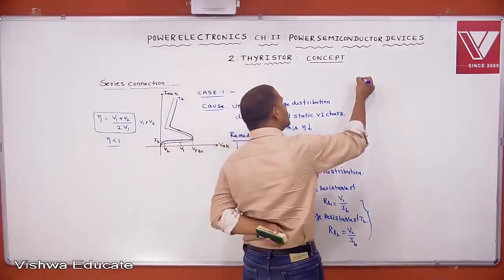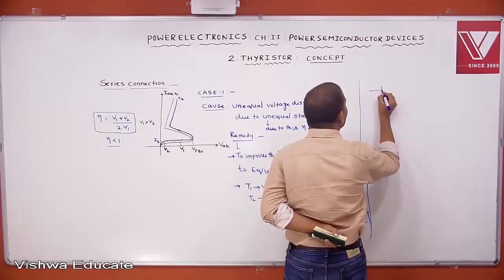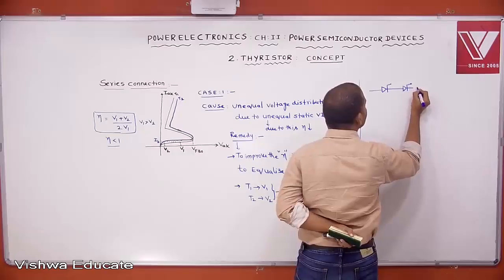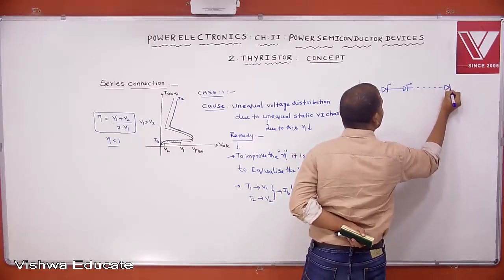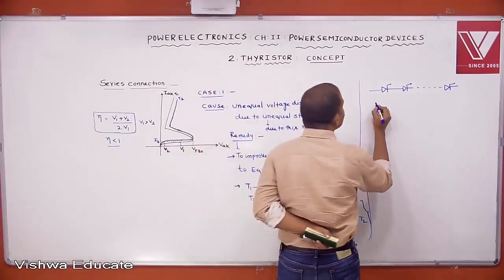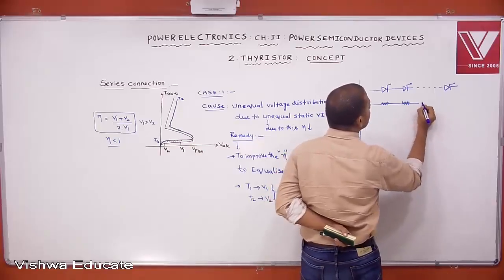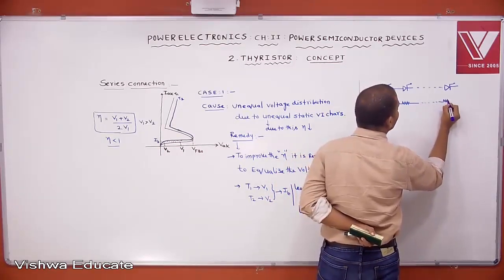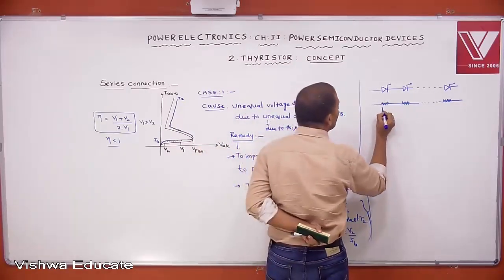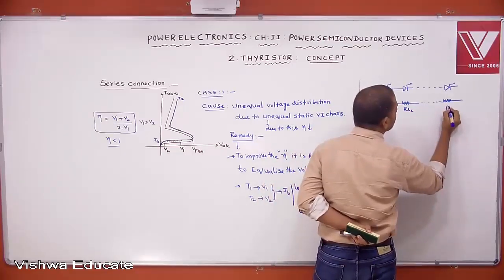For example, let us assume that N number of SCRs are connected in series. Then each SCR's equivalent I am representing as a leakage resistance. Each SCR offers a leakage resistance of RL1, RL2 and so on up to RLN.